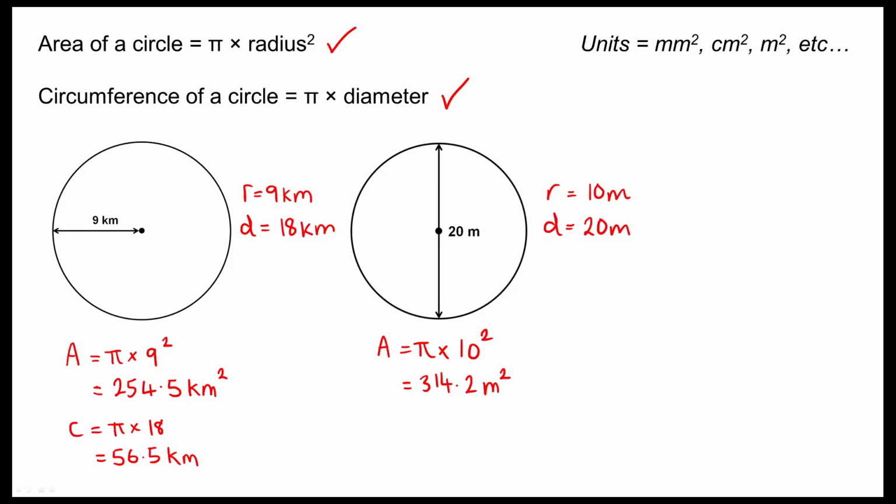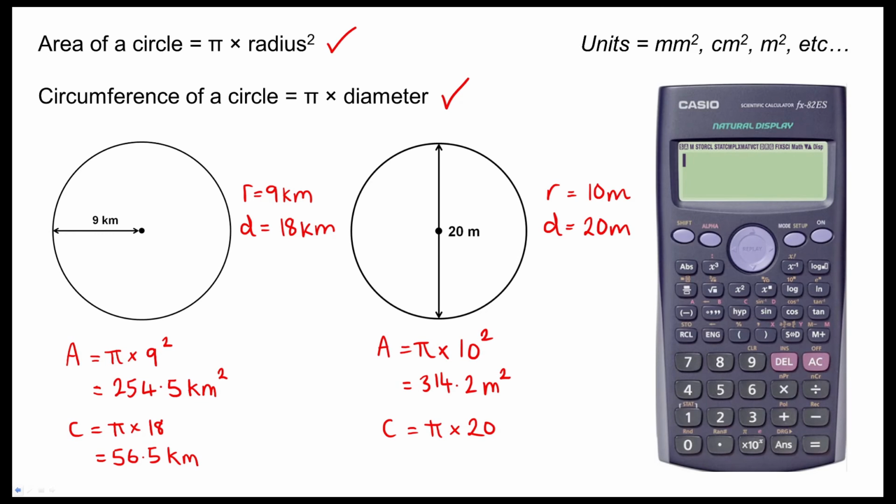For the circumference, I want to do pi times diameter, so I do pi times by 20. Again, get my calculator, press the shift button and pi times by 20. Convert my answer to a decimal, and that means the circumference of my second circle is 62.8 metres.